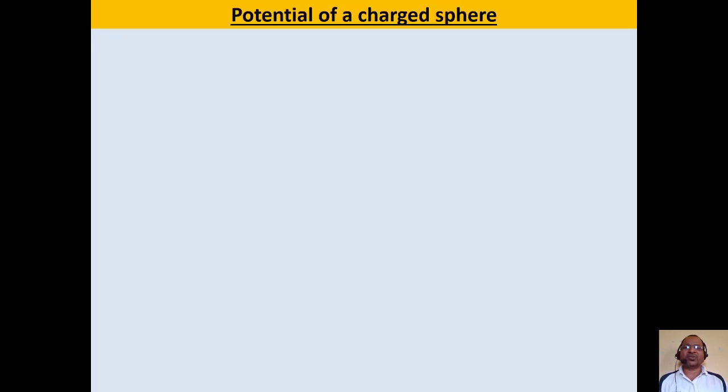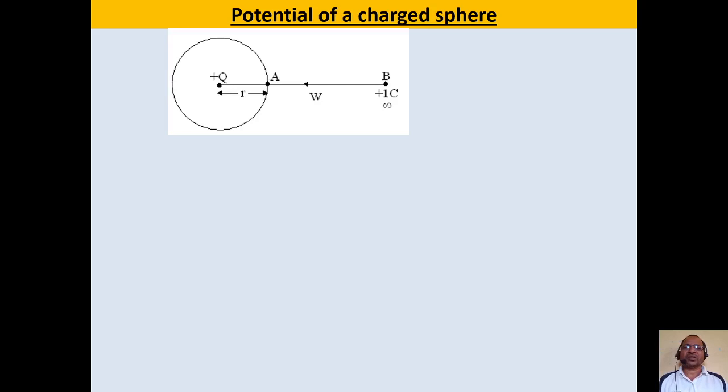Now we will consider the potential of a charged sphere. Consider a charged sphere. A charge of plus q is located at the center of this charged sphere having radius a. Plus 1 coulomb, that is the test charge, is placed at infinity. We have to bring this test charge from infinity towards a point A which is on the surface of this charged sphere. So the potential of this charged sphere is given by the formula V sphere is equal to 9 into 10 raised to 9 Q upon Kr.